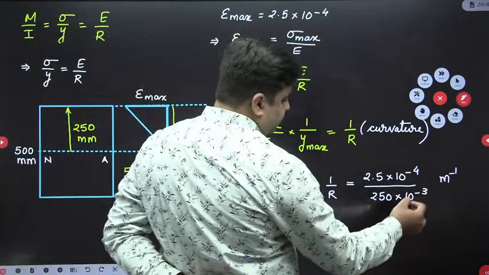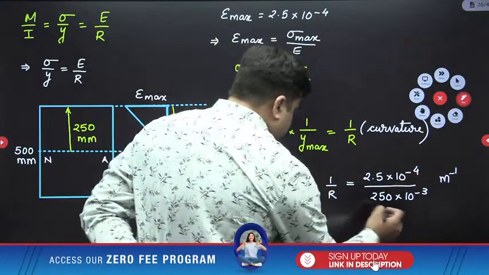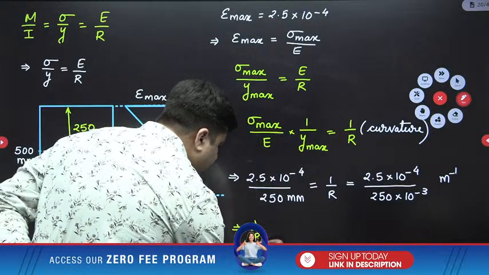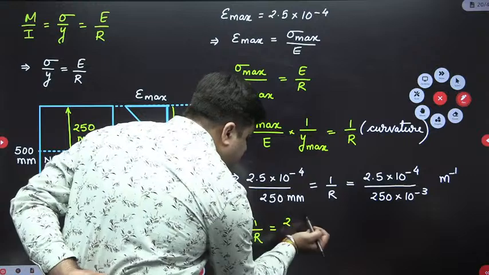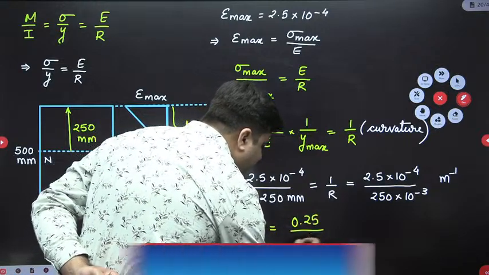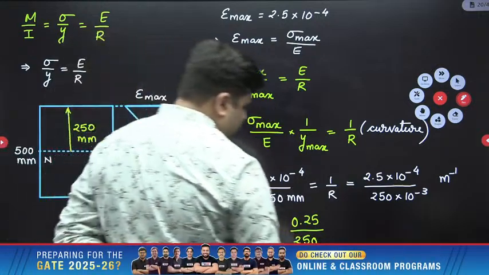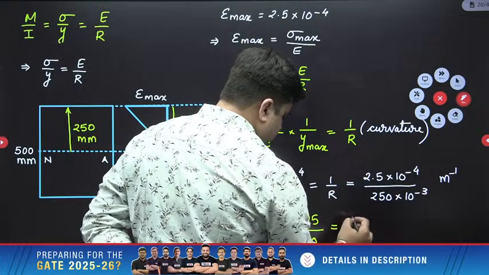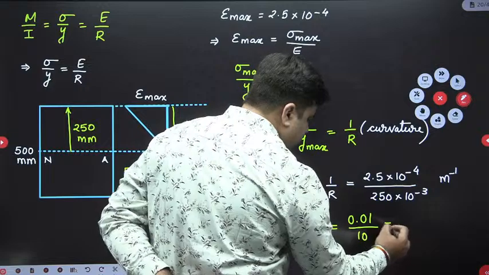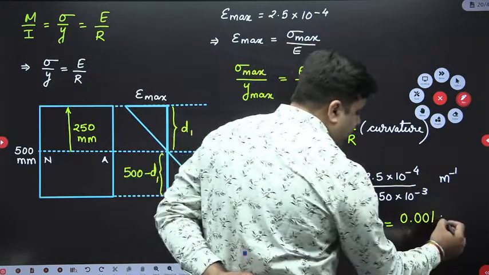So this 10 raised power minus 3 and 10 raised power minus 4. So this will be how much? So this will be 1 by R is equal to 0.25 divided by 250. So this will be 0.01 times and this will be 10 times. So this will be 0.001 per meter. Are you getting the same answer?